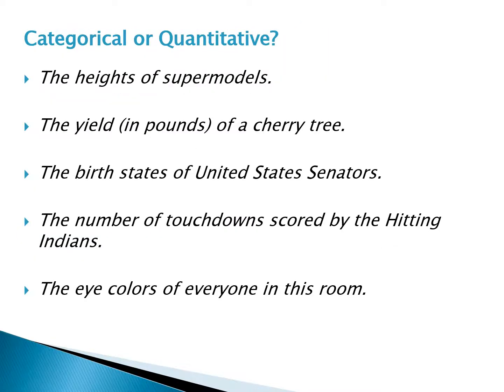All right, categorical or quantitative? Heights of supermodels. Okay, this would be quantitative because heights are numerical. The yield in pounds of a cherry tree, also we're talking about something that's measured, that's going to be quantitative. The birth states of United States senators. Here the answer would be states. These are categories. Okay, it's not a numeric answer, categorical, or qualitative. Number of touchdowns scored by the Hitting Indians. Again, this is a number, quantitative. And lastly, eye colors of everyone in the room, categorical, categories, non-numerical.